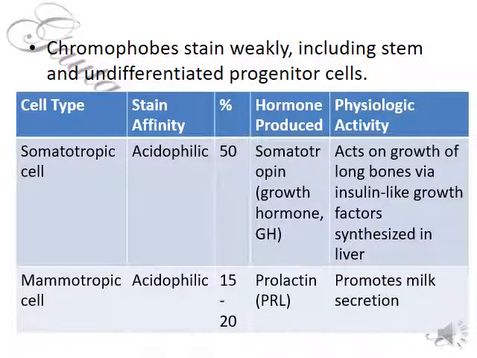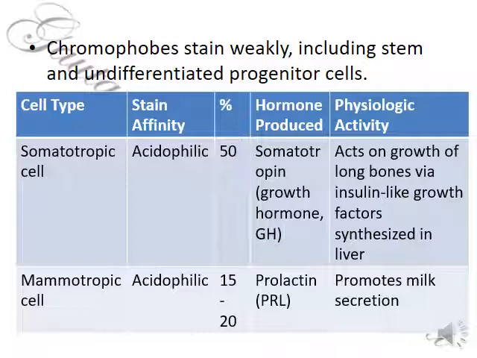So what we see are two types of acidophilic cells. One is called somatotrophic cells, which are acidophilic in nature. They are maximum in number, around 50% of the total number of cells, and they secrete growth hormone. This growth hormone is pulsatile in nature, more in the early morning and sometimes in the evening hours.